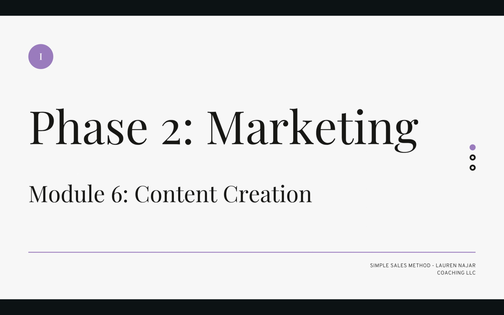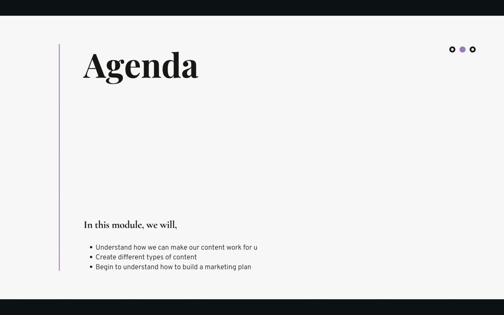So we want to make sure that before we start building out our plan, we are going to write really great content and understand how to write it really well. In this module, we will understand how we can make our content work for us. This is going to be key to building relationships. We want to build relationships simultaneously around all aspects of our business and all of our social media platforms.